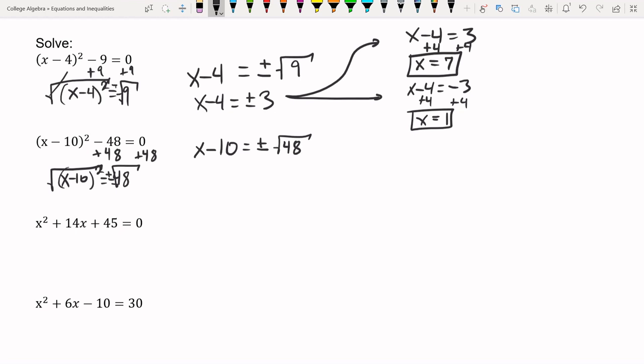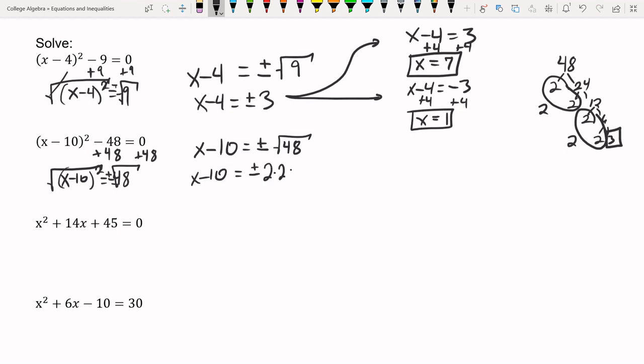Okay, square root of 48 doesn't have a perfect square. We have to reduce it. And that can be done a number of ways. You can say 48 is 2 times 24, 2 times 12, 2 times 6, and 2 times 3. We're looking for pairs because it's a square root, a power of 2 on it. So that means there's one 2 on the outside and a second 2 on the outside, and there is a 3 on the inside. So we have x minus 10 equals plus or minus 2 times 2 times root 3. 2 times 2 is 4.